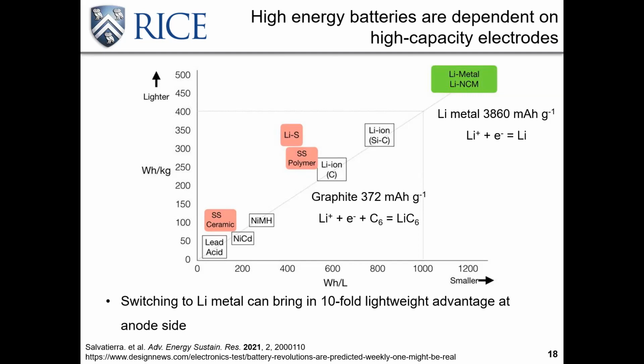The specific capacity of graphite is 372 milliamp hours per gram. If we can replace it with a metal electrode, the specific capacity can be greatly improved. For example, if lithium metal can be used, the specific capacity of lithium metal is more than 3,800 milliamp hours per gram. This value is more than 10 times that of graphite.